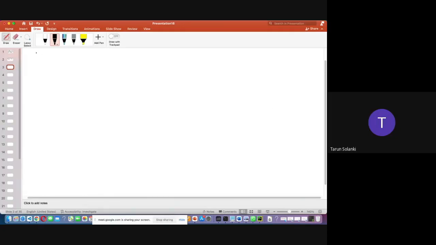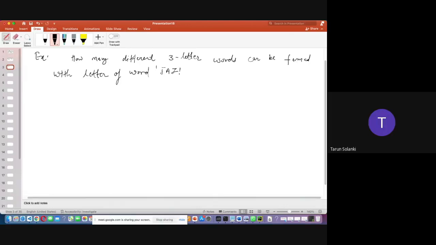Next problem. How many different three-letter words can be formed with the letters of the word Jaipur, when A and I are always to be excluded?